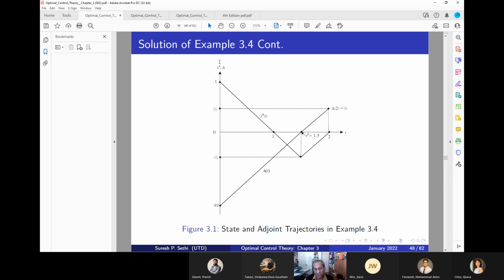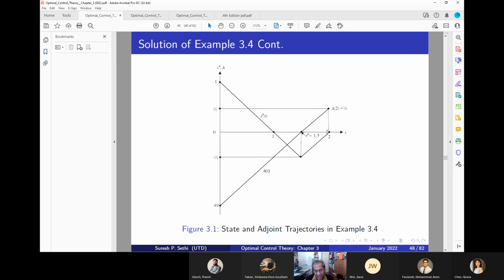Because x is 3000, it goes down with rate 1, and control never switches. So in two time periods, it only decreased by 2. The trajectory will go from there all the way up to here, and this value will be 3000 minus 2.